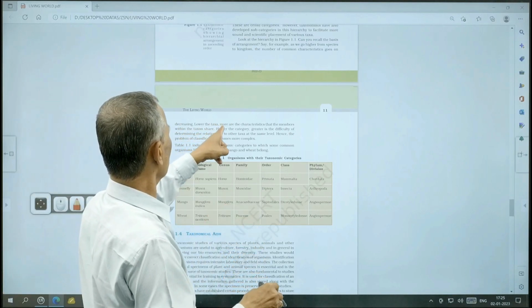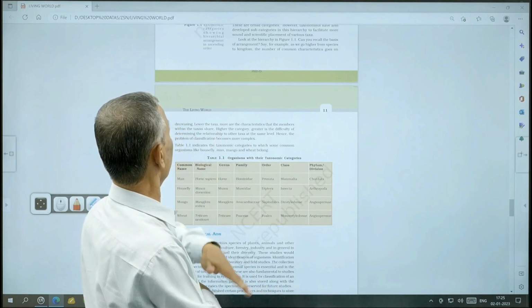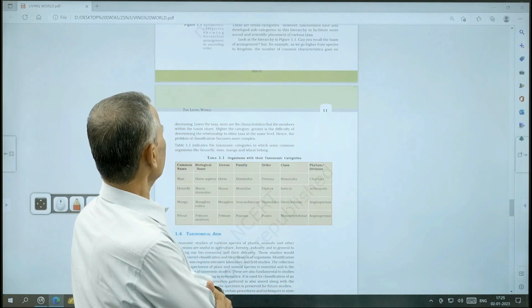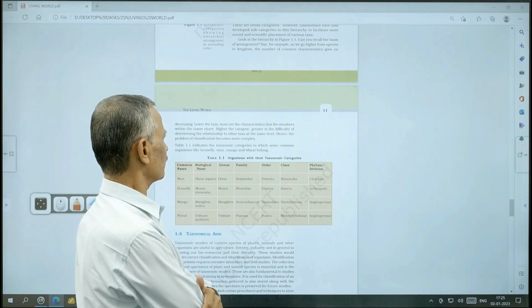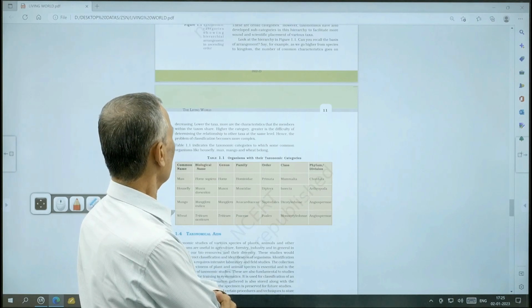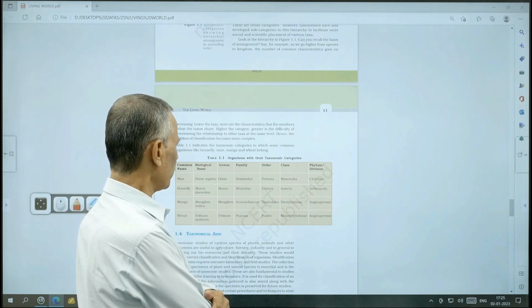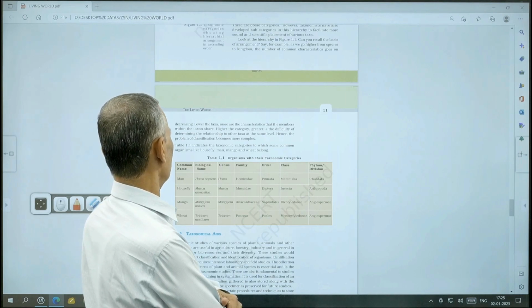The lower the taxa, the more are the characteristics that the members within the taxon share. The higher the category, the greater is the difficulty of determining the relationship to other taxa. That is, the problem of classification becomes more and more complex in higher taxa, in higher categories.